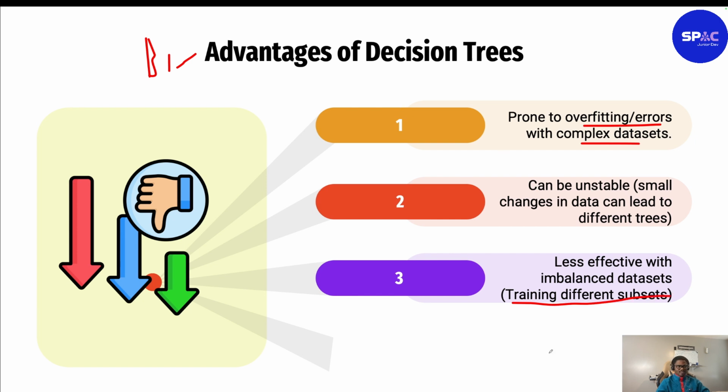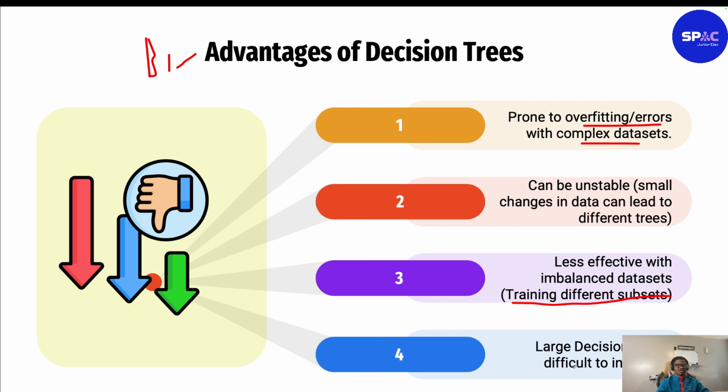Okay, then the last one, large decision tree is very difficult to interpret, right? So let's say that you have a decision tree that has almost 1 million branches from top to down before you get to the leaf. For you to go from the top and go through all the leaves to understand everything, it will be difficult, right? So decision tree is good if you have few decisions to make in your data set.